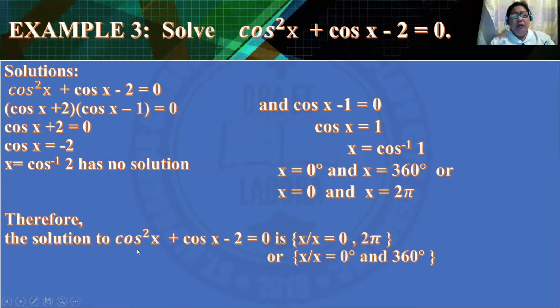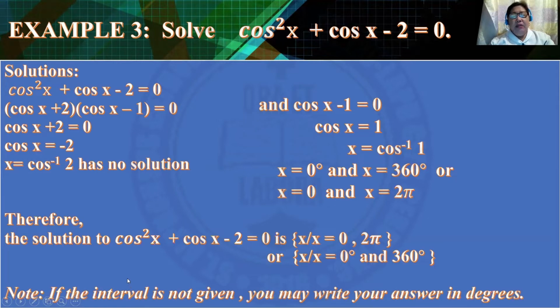Therefore, the solution of cosine squared x plus cosine x minus 2 equals 0 is the set of x such that x is equal to 0 and 2 pi. Or, the set of x such that x is equal to 0 degrees and 360 degrees. Take note, if the interval is not given, you may write your answer in degrees or in radians.